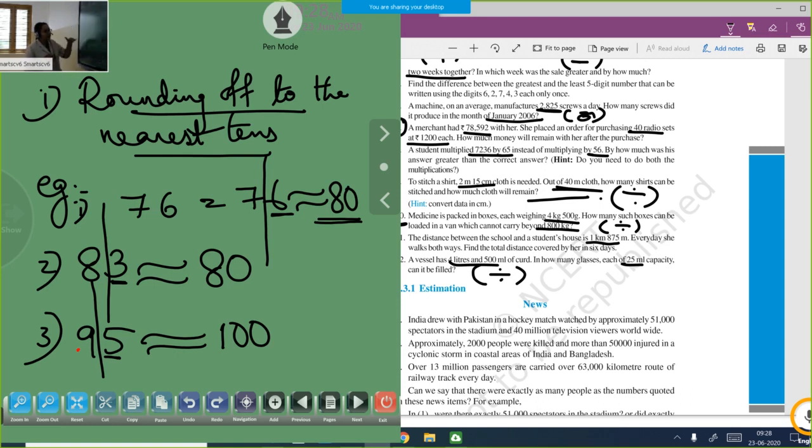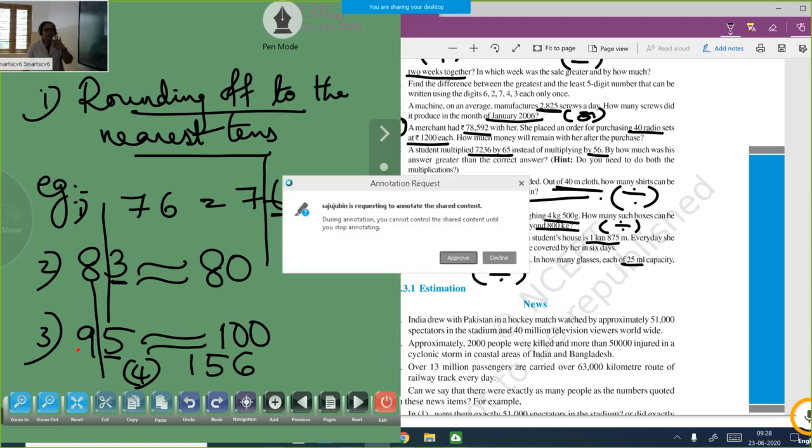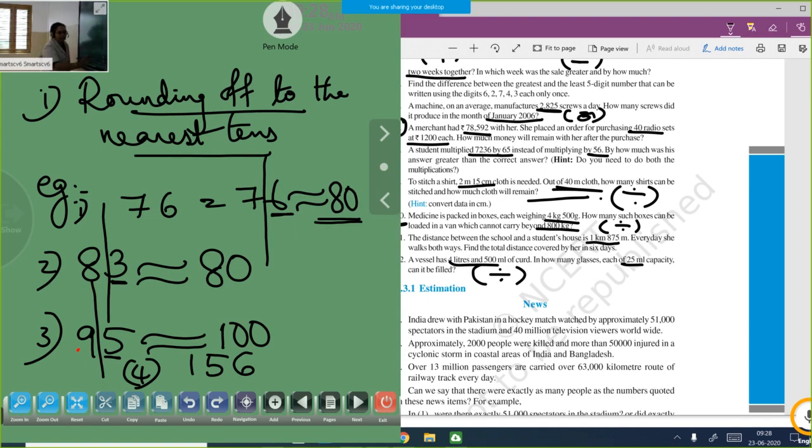Okay. Then one more example the teacher is writing, the fourth example. If the number is 156, suppose they have given a 3-digit number. How to estimate to the nearest 10? It is the same thing, children. After the tens place, make a slash and see only the ones place. The ones place is 5 or more than 5, so the tens place will change. 5 becomes 6 because the ones digit is more than 5. See, this is 160. Okay?